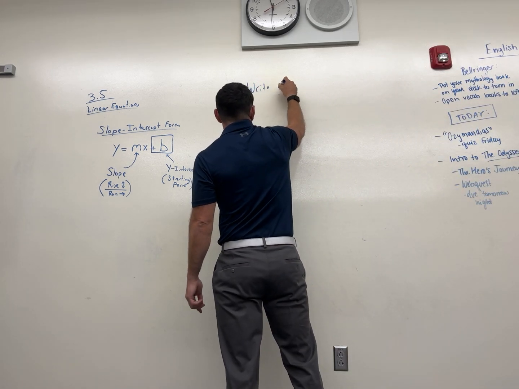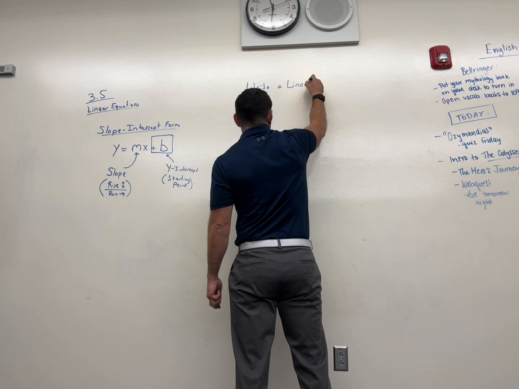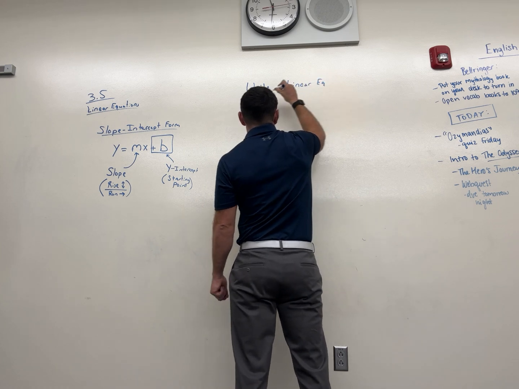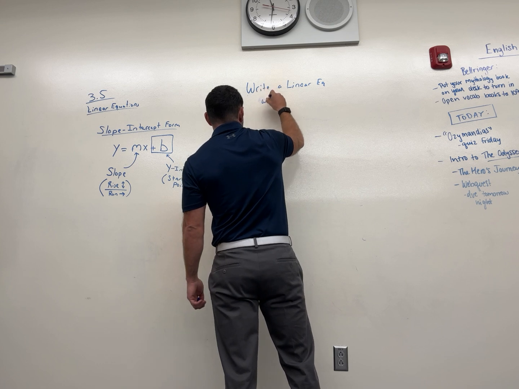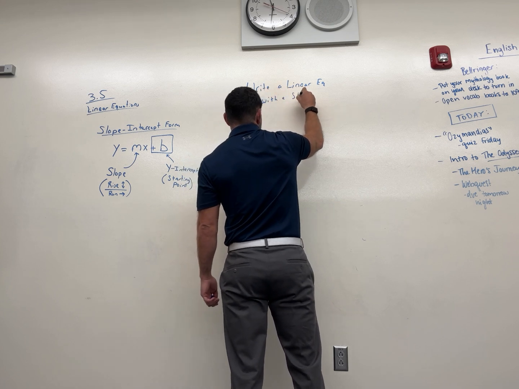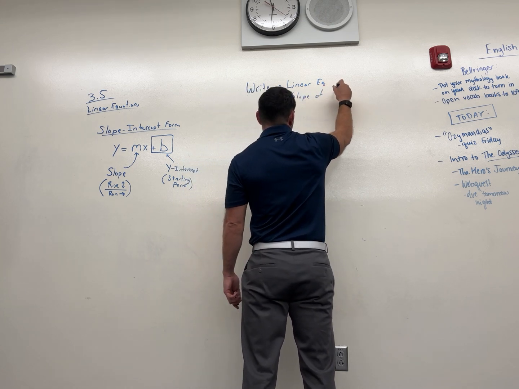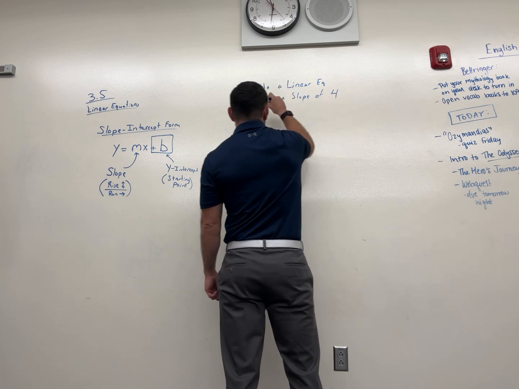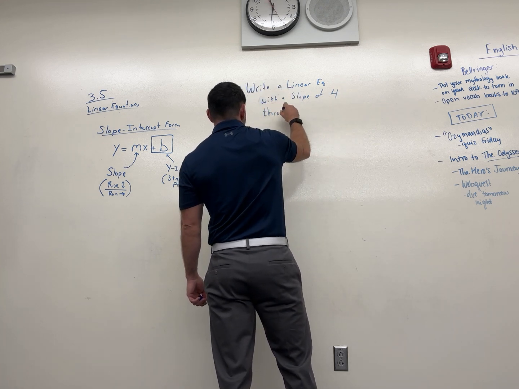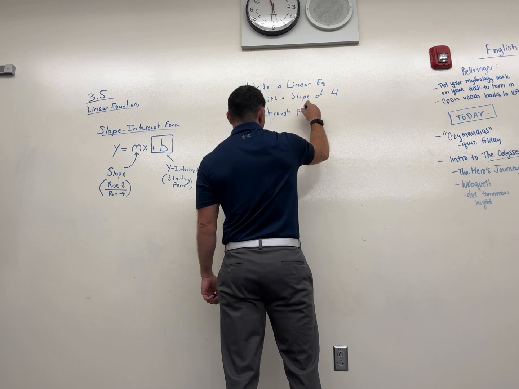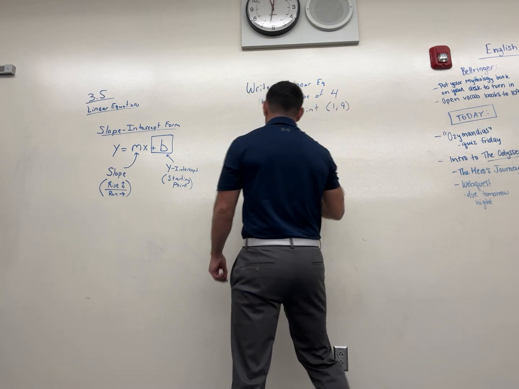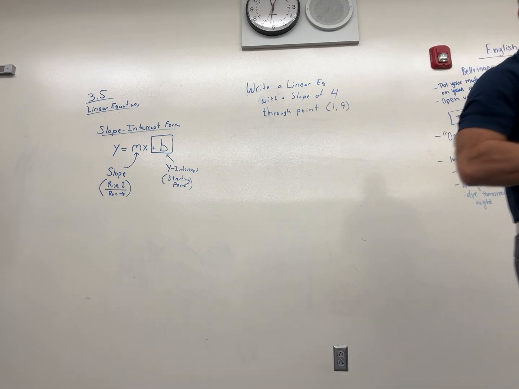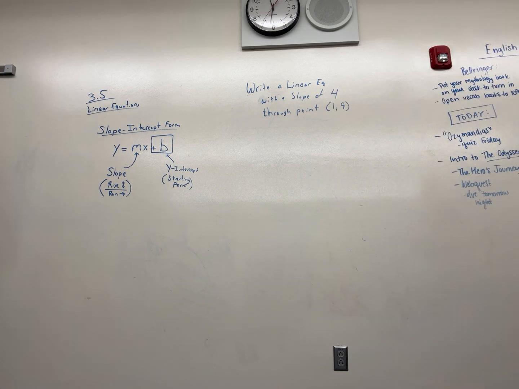Write a linear equation with a slope of 4 through point (1, 9). Whoo! Mr. H, I hate you already.